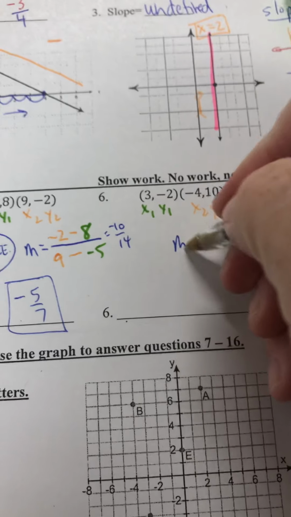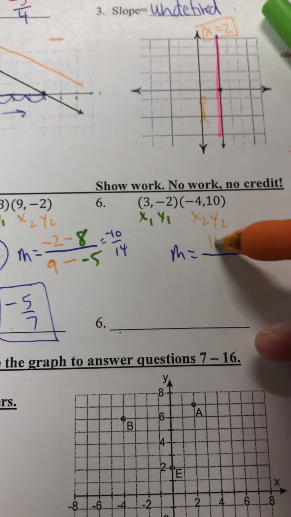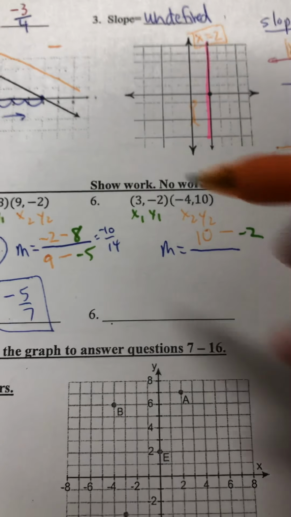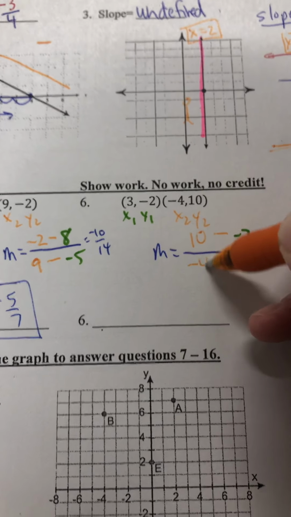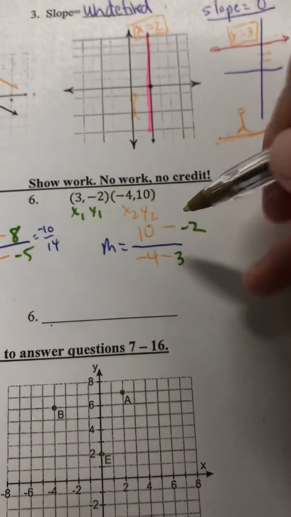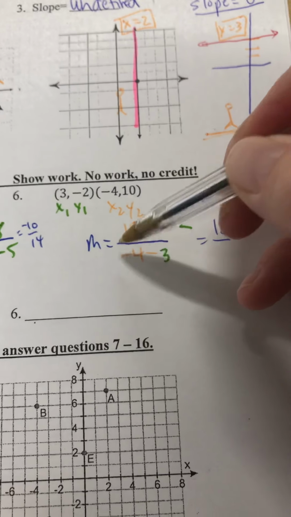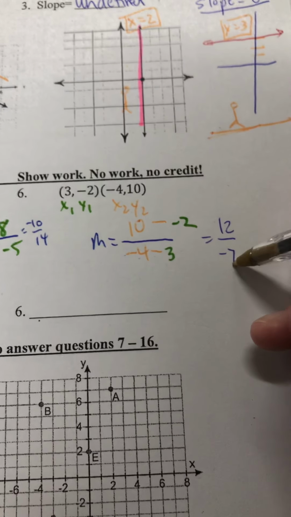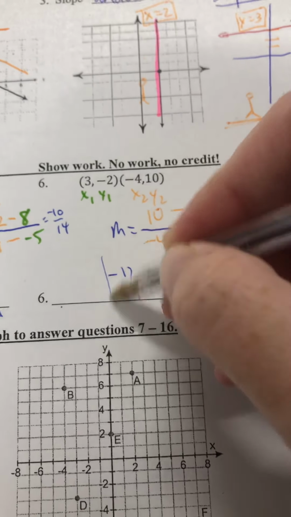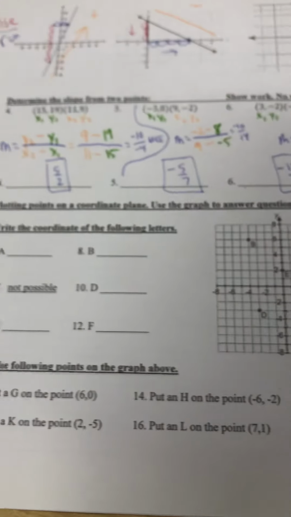So my slope is y2, which is 10, minus y1, which is negative 2. And then x2, which is negative 4, minus x1, which is 3. So a double negative: 10 minus negative 2 is going to add to make 12, but that's not a double negative. That says negative 4 minus 3, which is negative 7. That can't be reduced, but we don't leave a negative on the bottom. We say negative 12/7.